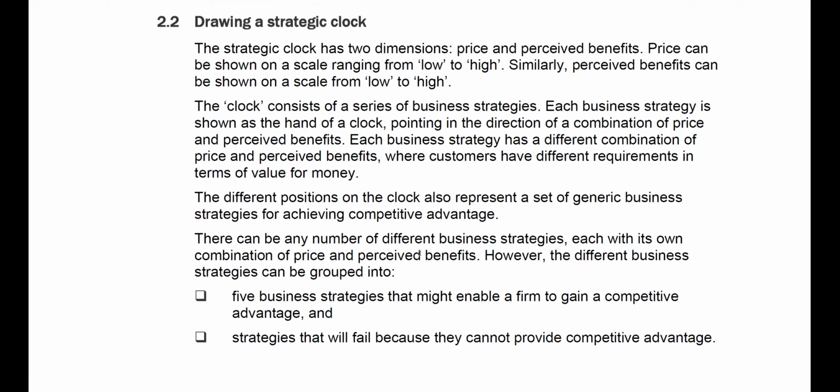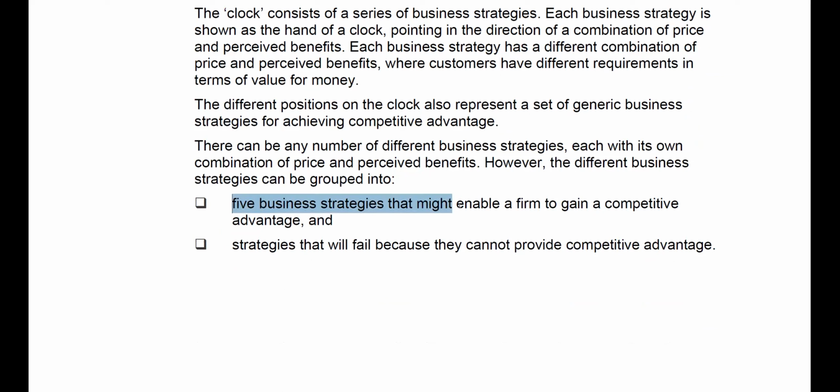Now, each business strategy has a different combination of price and perceived benefits as well, where customers have different requirements in terms of their value for money. The different positions on the clock also represent a set of generic business strategies for achieving competitive advantage. So there can be any number of different business strategies, each with its own combination of price and perceived benefits. However, the different business strategies can be grouped. So we have 5 business strategies that might enable you to gain a competitive advantage. So there are 8 in total, but 5 can enable you to gain competitive advantage, and the 3 are likely to fail. Remember that anything that has a high price and a low benefit is destined for failure.